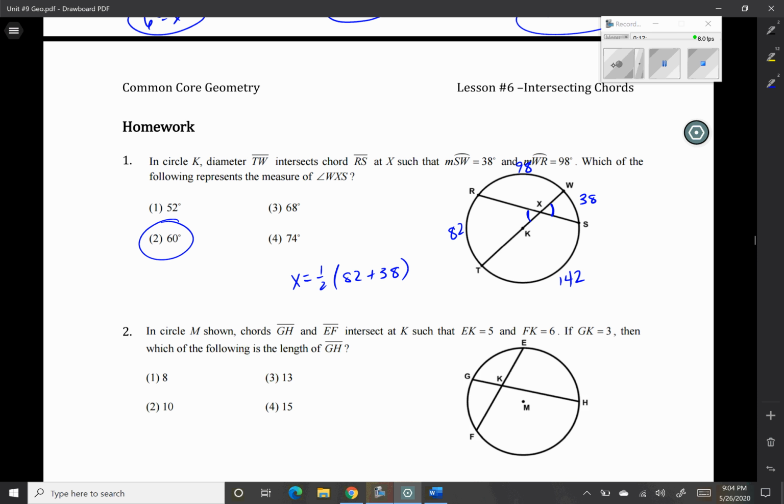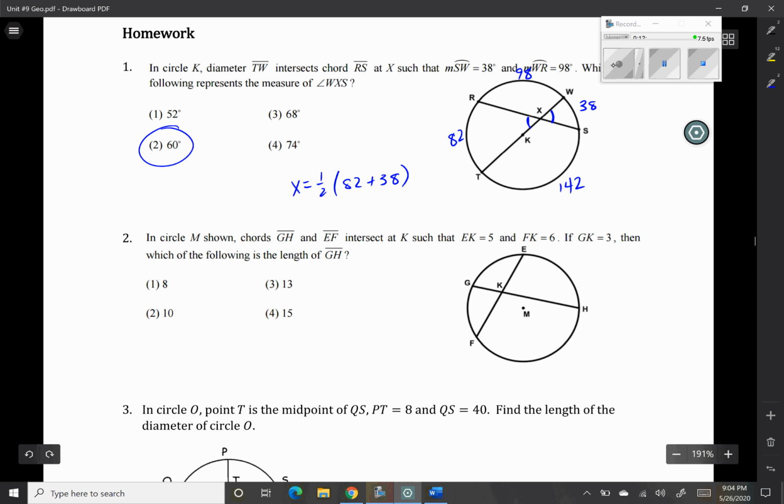Right, let's take a look at the next one. The next one says that EK is 5. Says FK is 6. Says GK is 3. And it wants us to find the length of GH. I don't have anything that can find the length of GH, but I can find KH. And then I can just add up some numbers here and get my final answer.